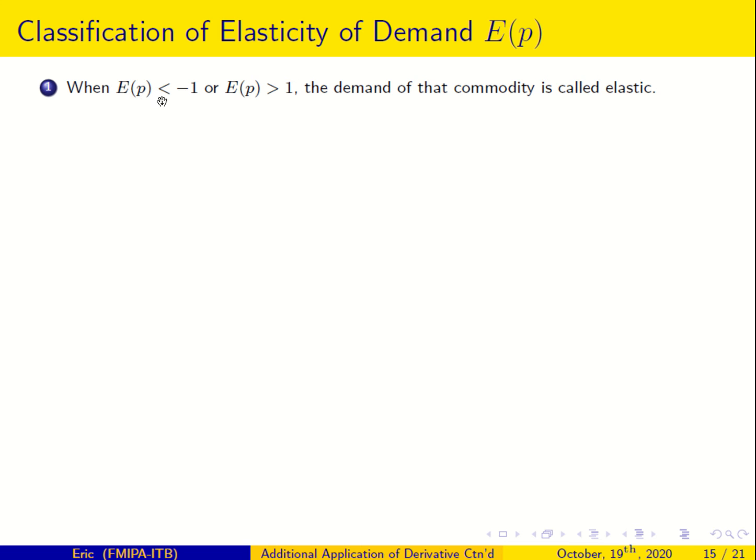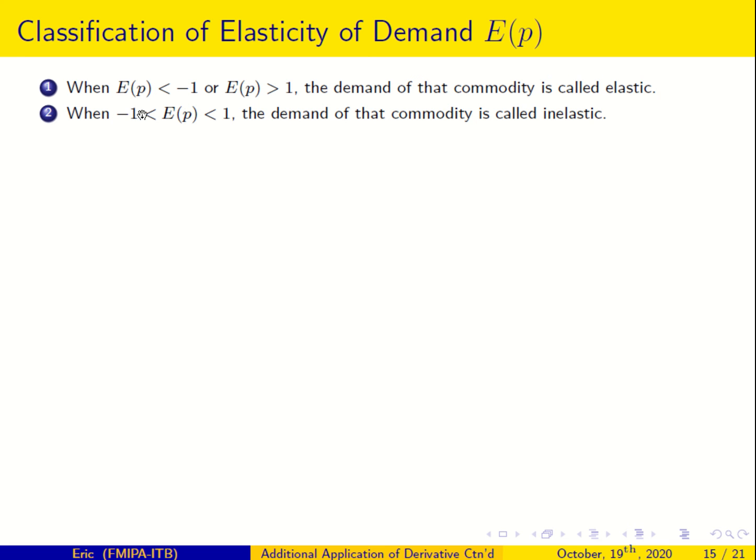If I change the percentage in unit price, usually it will lower the demand. So in general, elasticity of demand will give you a negative value, because if you raise your unit price, it will lower your demand. If the absolute value of EP is greater than 1, the demand of that commodity is called elastic. If the elasticity of demand is between -1 and 1, then the demand of that commodity is called inelastic.